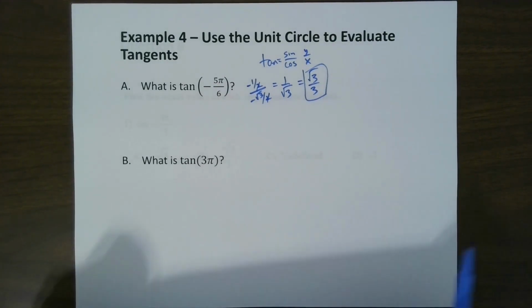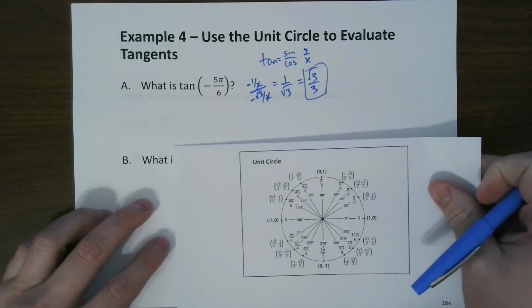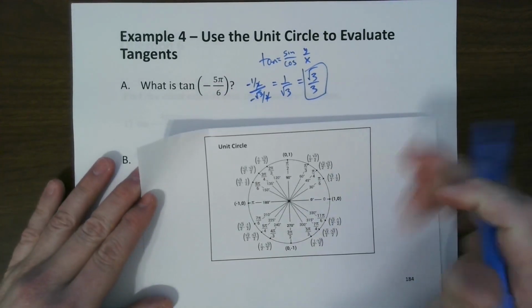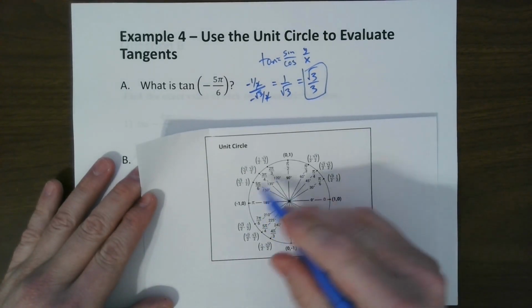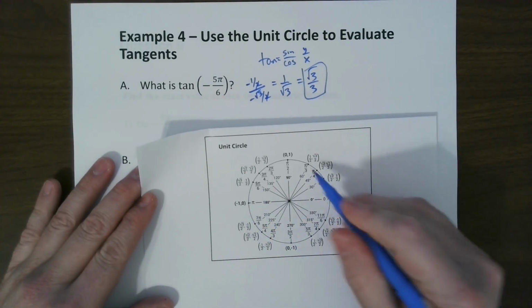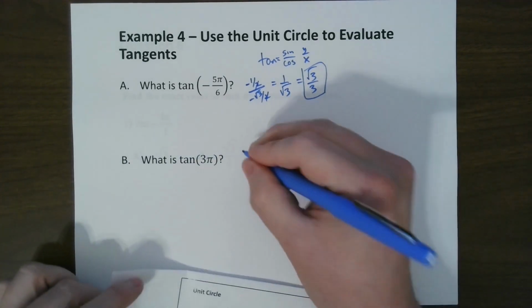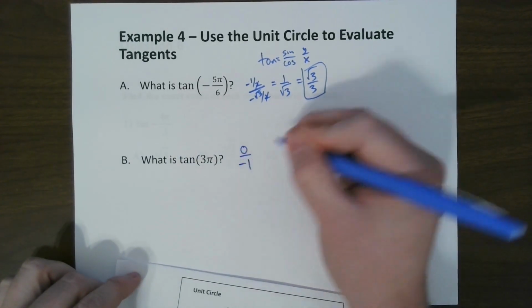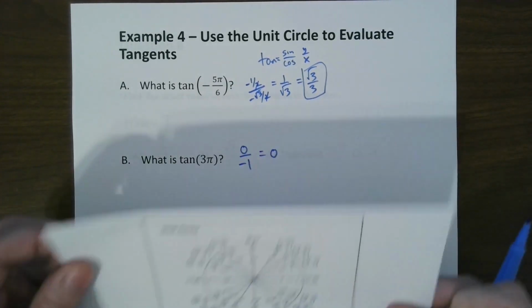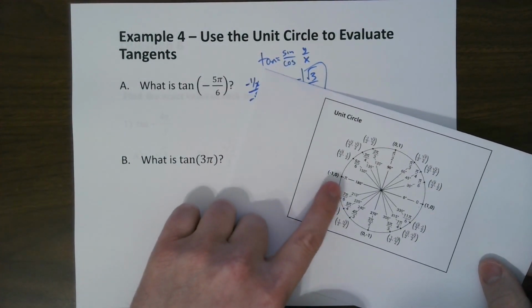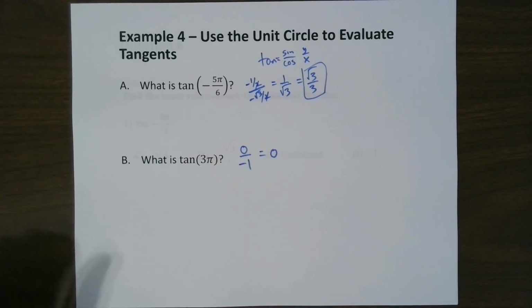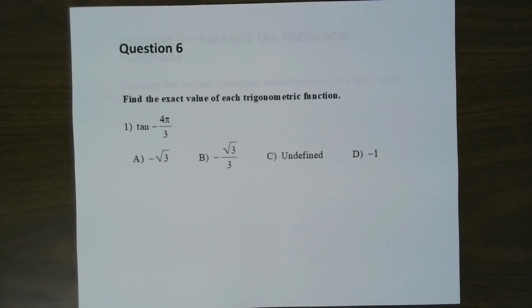Same with 3 pi. To find tan of 3 pi, pi is right here, so we just go 1, 2, 3. We're back here. So this one's going to be y over x, so 0 over negative 1, which is just going to be 0. And that's right there because of that point. And that's how you do it. All right, go ahead and try this one.